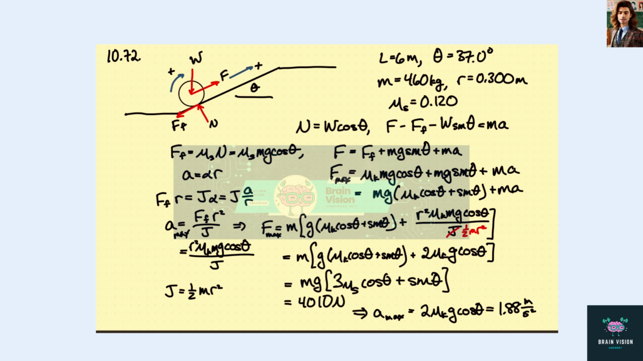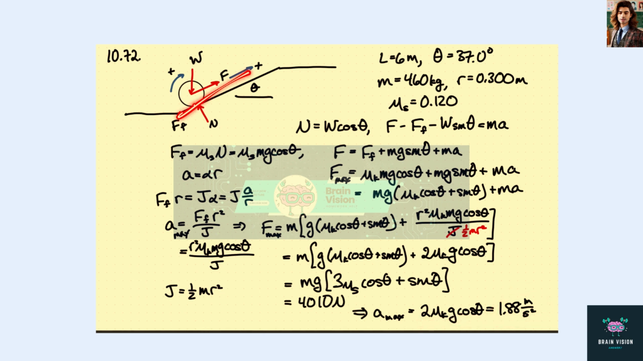Once we know this, we can figure out what A is, or we can actually just plug in the values here. With plugging in J, we get that A is 2 mu k g cosine of theta, and that is 1.88 meters per second squared.